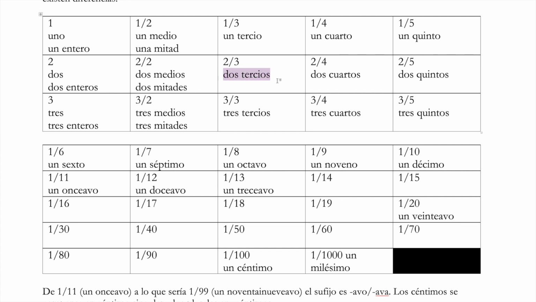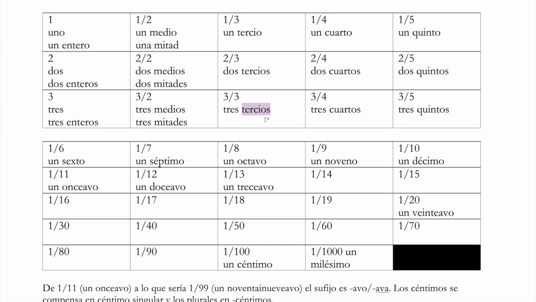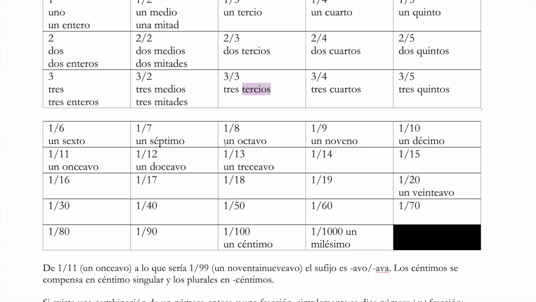Now, if we go over here, we have dos tercios. Again, numerator, denominator. Dos cuartos, dos quintos. So now, tres, that's the first three. So the first number is going to be your numerator, the second number is going to be your denominator. And you just run with the pattern. So if you had 1/8, un octavo, now if you had two, just replace this front number, you would add dos and make it plural. So dos octavos, add an S to it.